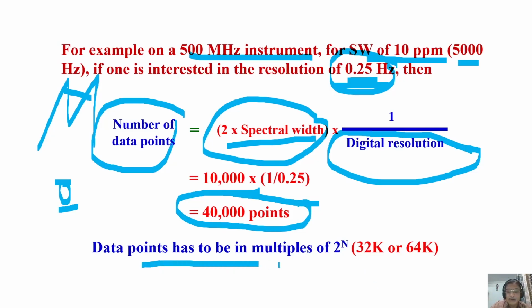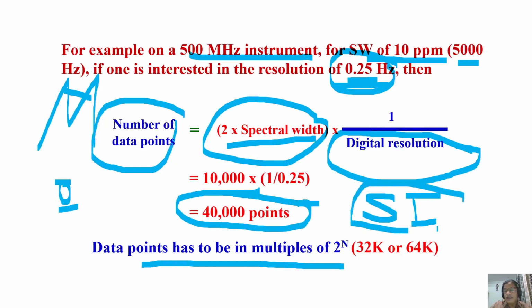And in spectrometry, when acquiring data, this is called SI. The time domain number of data points is different. SI is, let us say, the size of the memory. These data points have to be in multiples of 2 to the power of n, and so you cannot take 40,000. Of course, time domain points you can choose any number. That's not a problem. We have provision for it.